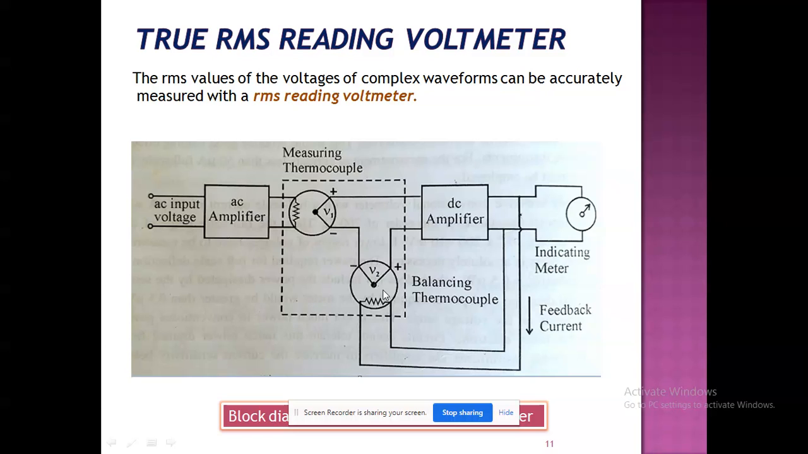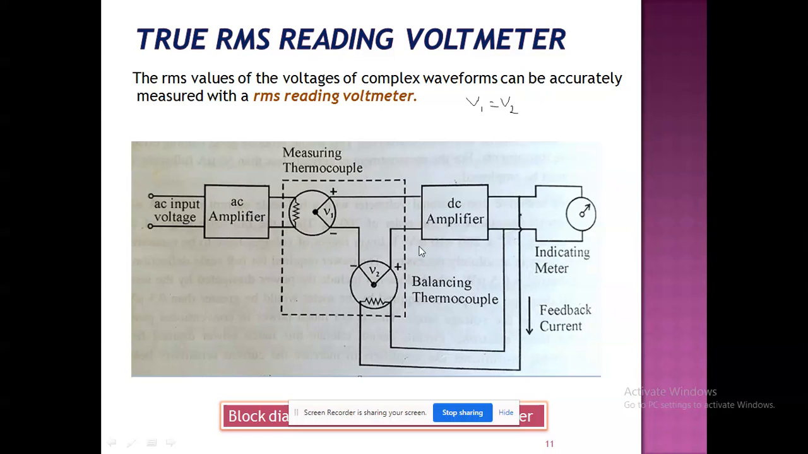When the bridge is balanced, the output voltage of the measuring thermocouple V1 is equal to the output voltage of the balancing thermocouple V2. That is, we can write V1 equals V2 when the bridge is balanced. When the bridge is balanced, the DC current flowing in the balancing thermocouple is equal to the RMS value of the AC current flowing through the measuring thermocouple.